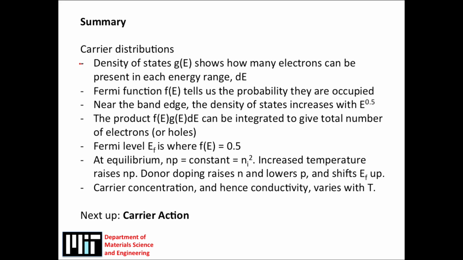Let's summarise what we've just talked about. We've talked about carrier distributions. First of all, the density of states, which shows us how many electrons can be present in the material in a particular range of energies. And this is analogous to how many chairs there are in a room. That's the total number of people that can be accommodated in that room.